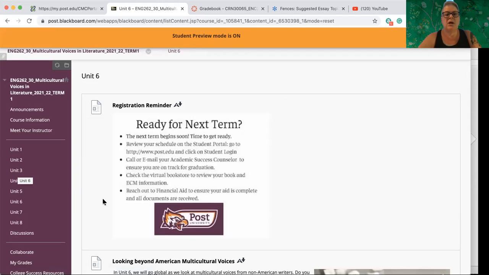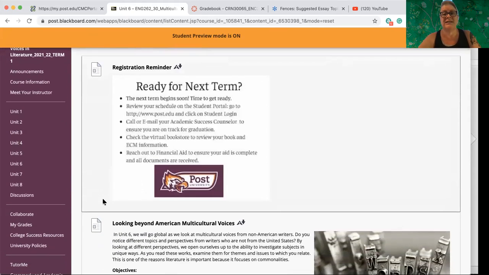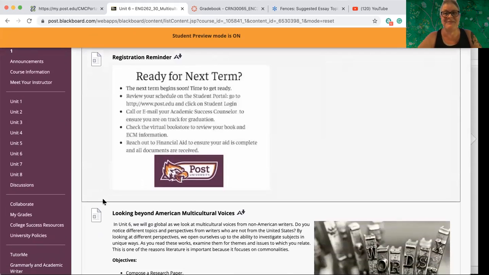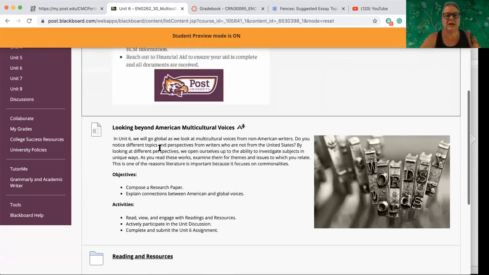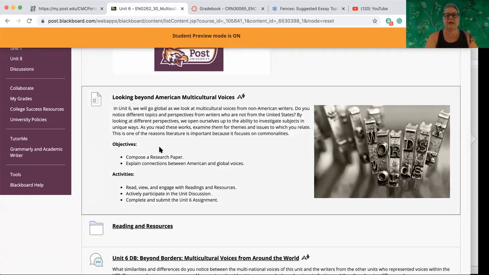As usual, when we get this close to the end, there is a reminder that it is time to look at next term because we're almost there. So in our unit 6, you'll have a registration reminder, just reminding you to get ready for the next term. And then the next item is going to be our normal kind of overview.